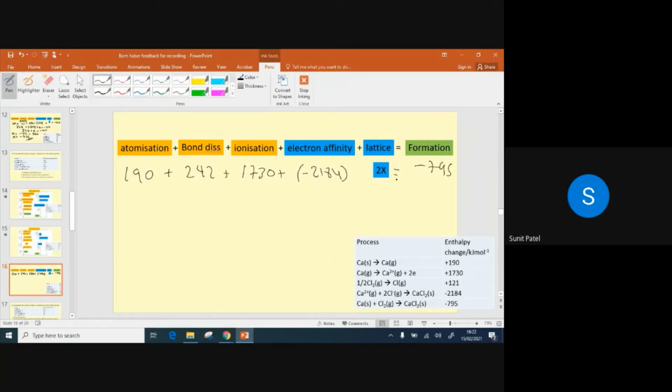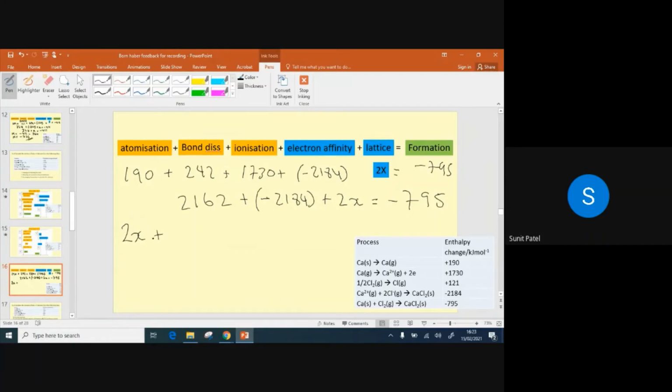Excellent. Now let's again do the same steps again. Let's add up all the numbers, the orange boxes there, all the positive numbers, and you should come up with this value added to minus 2184. Which is then equal to 2x, which is equal to minus 795. Right, again, let's leave 2x on its own. Again, break these things down. So I'm going to get my calculator and show this thoroughly.